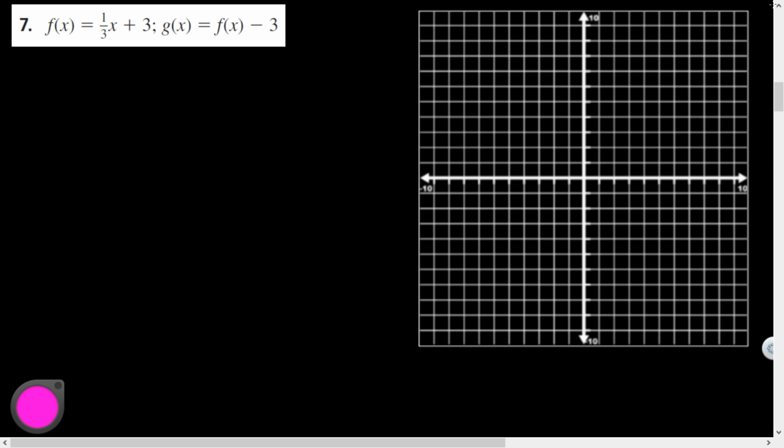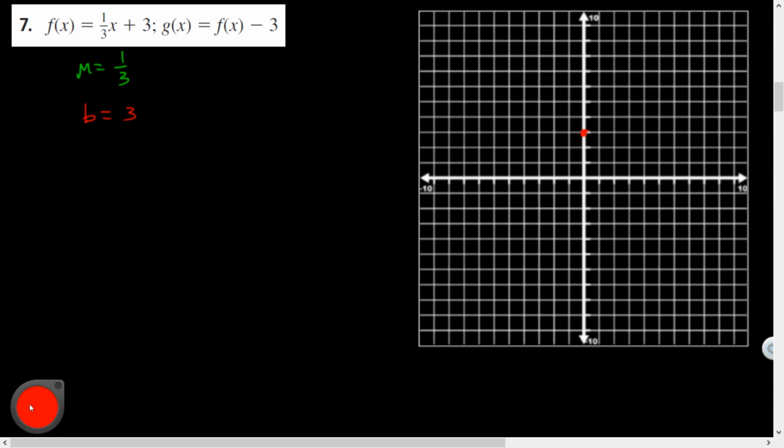Question 7. So I skipped ahead a few. I said it was a vertical shift up 2 was the answer to that question. Here's question 7. Let's graph the original. What is the slope of this one? 1/3. So that means it'll go up 1 over 3. And what is the y-intercept? That is 3. So to graph this, we begin at 3, right? And the slope is 1/3.